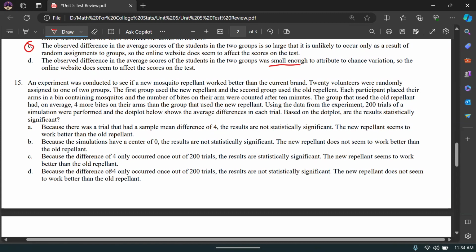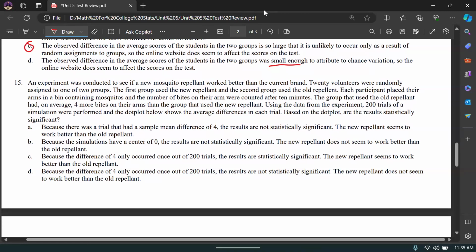The group that used the old repellent had, on average, 4 more bites on their arms than the group that used the new repellent. Using the data from the experiment, 200 trials of a simulation were performed, and the dot plot below shows the average differences in each trial. Based on the dot plot, are the results statistically significant? I had a little bit of an error. I forgot to put the dot plot here, so we can't actually answer this question, but I will show you the dot plot just for study purposes, and we will answer this question.